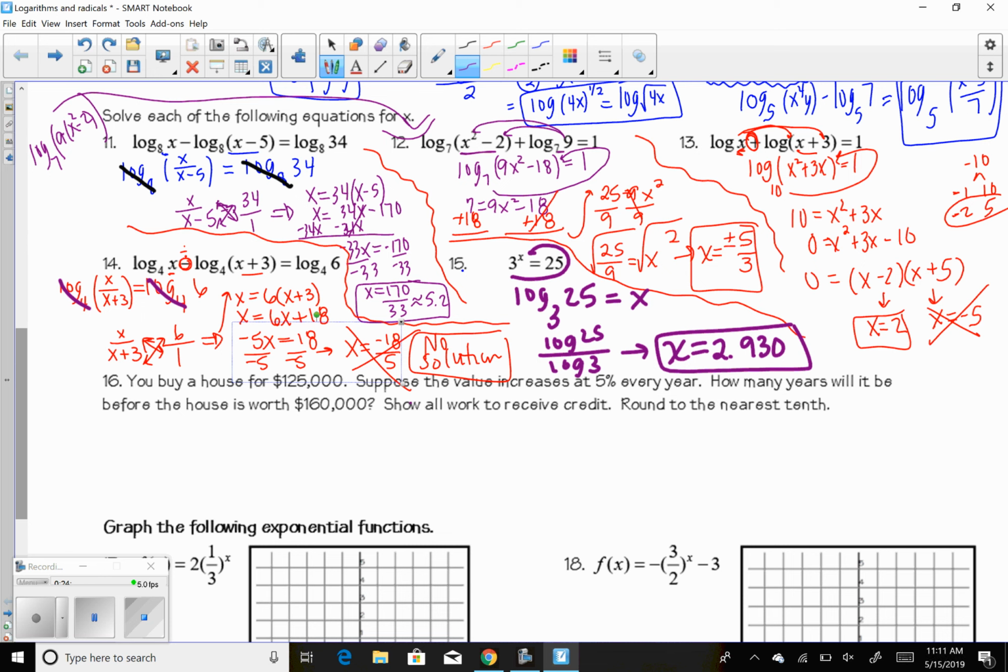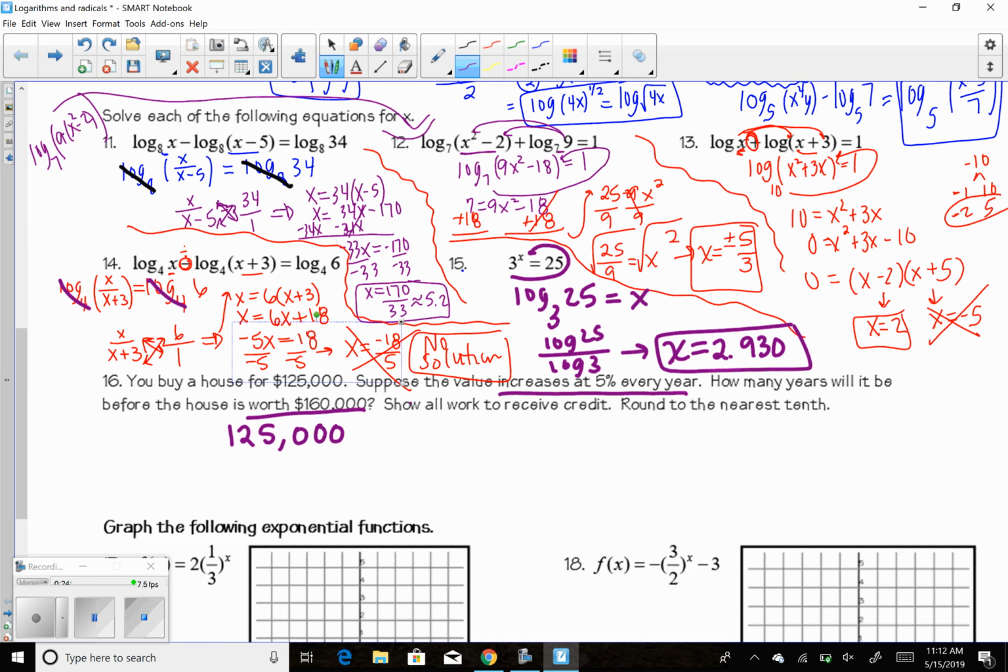Okay. All right. So last one, number 16. This is the last one I'm going to do. You buy a house for $125,000. Suppose the value increases at a rate of 5% each year. How many years will it be before the house is worth $160,000? Okay, so you're purchasing the house for $125,000. That's what you start out with, right? That's the original cost of the house.